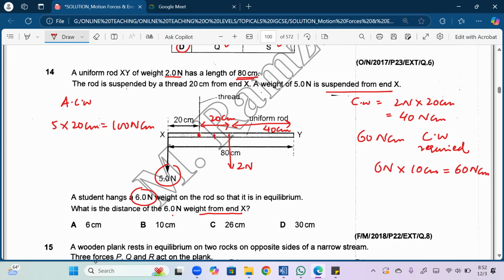So it must be applied somewhere here. So it is 6 newtons. It is 10 centimeter from here and from the pivot. It would be equal to how much? It would be equal to 30 from here till here. So that's why the answer would be 30 centimeters. Should I explain again? Okay.